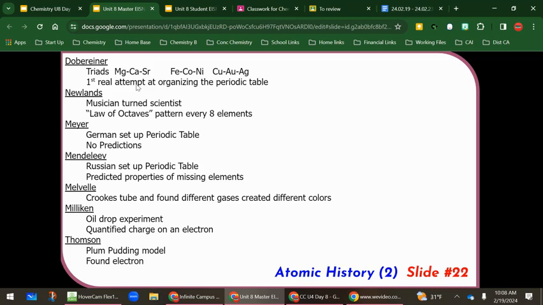Positive. He didn't find it, but he theorized that there was a positive charge to it. Was that your only question? Yes. Okay, good. All right. So basically, he found that the atom was divisible. Okay, questions? Yes.